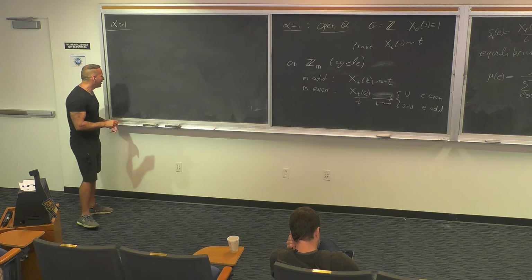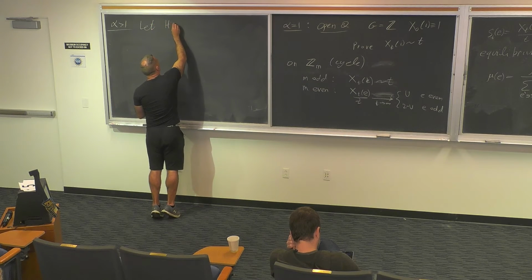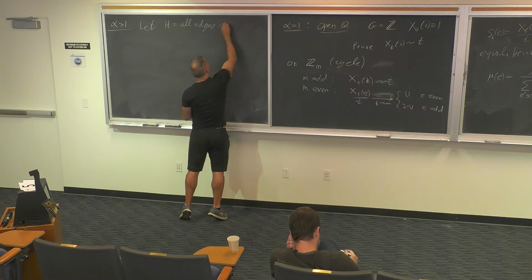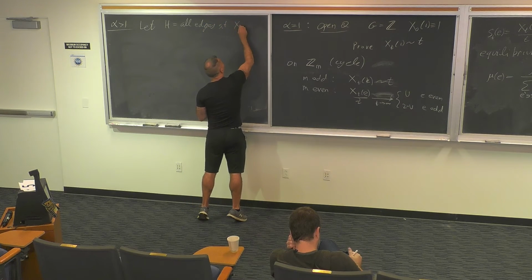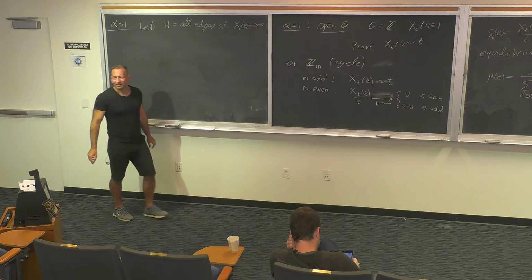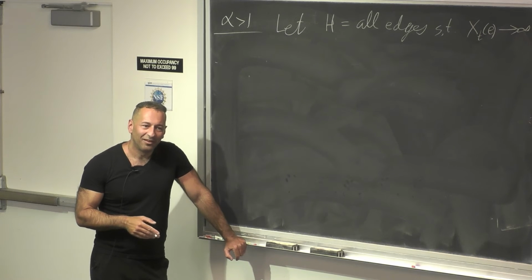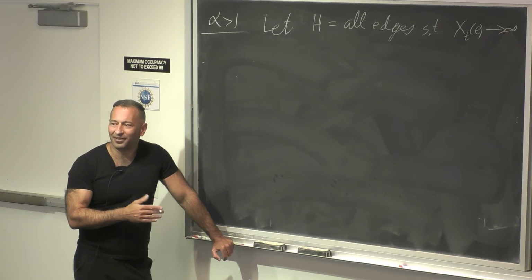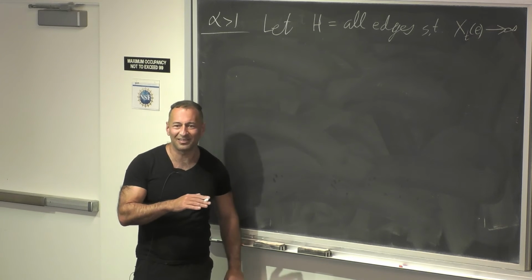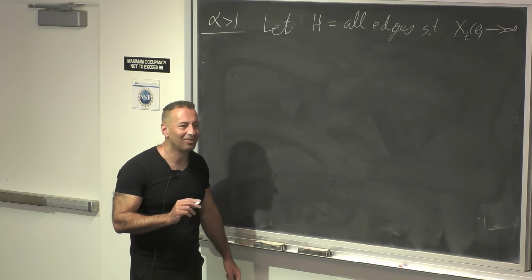So if alpha is more than 1, let H be all edges such that x_t of e tends to infinity. So this is a subgraph of the original graph that we started with. What can you say about this subgraph? There are some results about what this subgraph can and cannot be, but generally not too much is known.